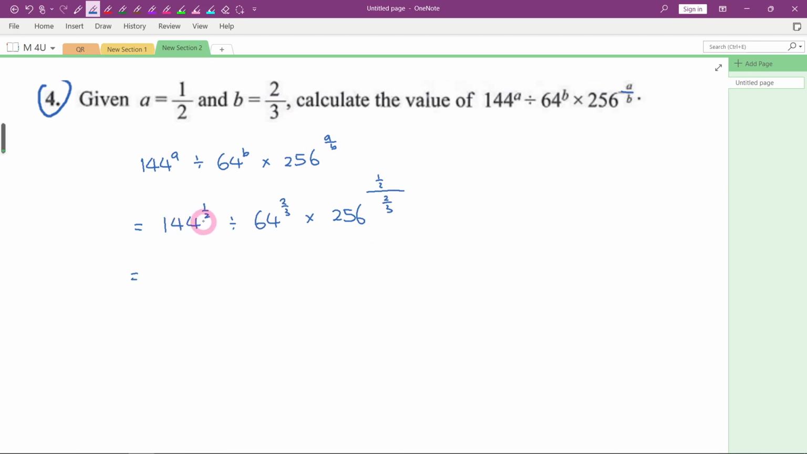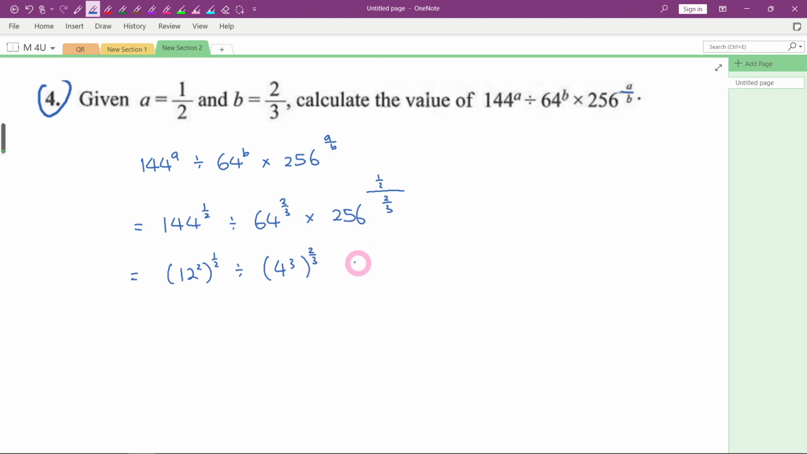So 144 to the power 1 over 2 means square root. So square root 144 is actually equal to 12, right? So if you want to show your step clearer, you can do it this way, 12 square. 12 square is equal to 144. And as 1 over 2, you just copy. Okay, 64 is equal to 4 power 3. Remember, you can change the way of writing it, but you cannot change the value. 64 is equal to 4 power 3. 2 over 3, we just copy.